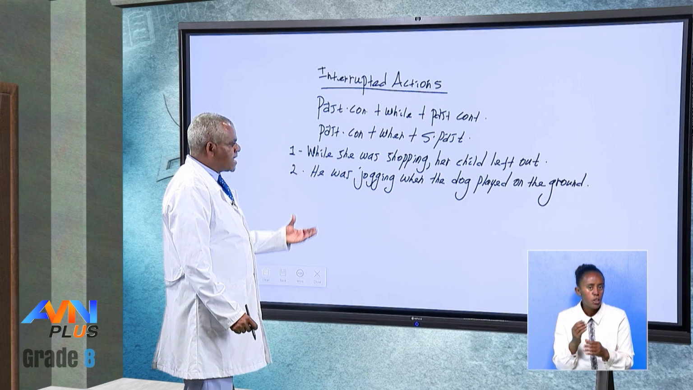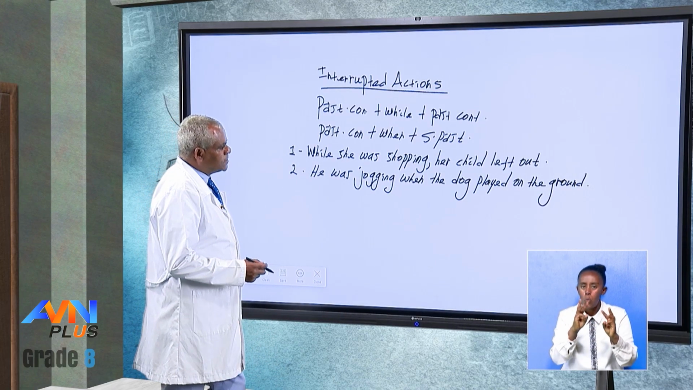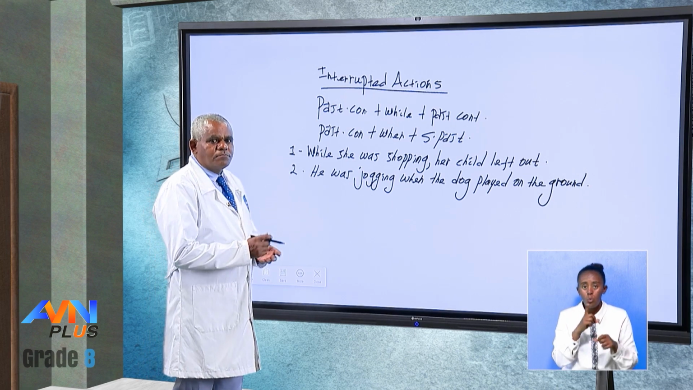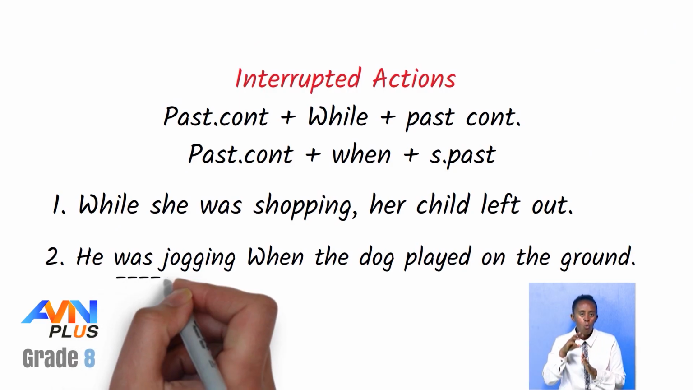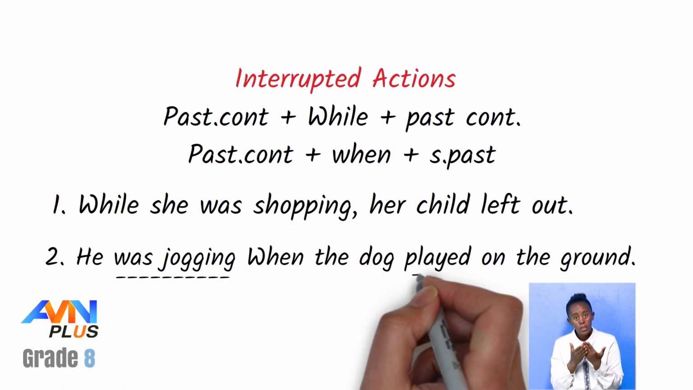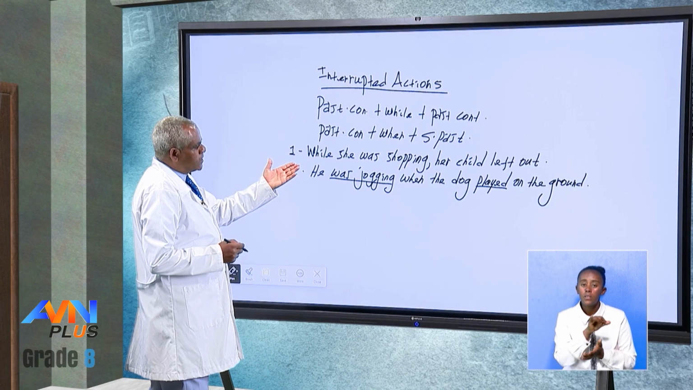It's okay? Interrupted action. So interrupted action can be formed in different ways. That means both while and when are possible in both cases. That means was going is past continuous tense, and simple past tense is also here now. It's possible in the case of when. Similarly, while is also here now.